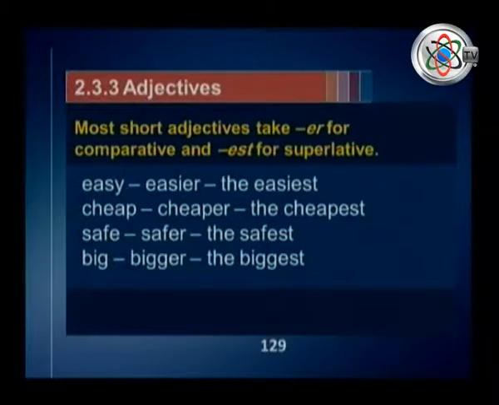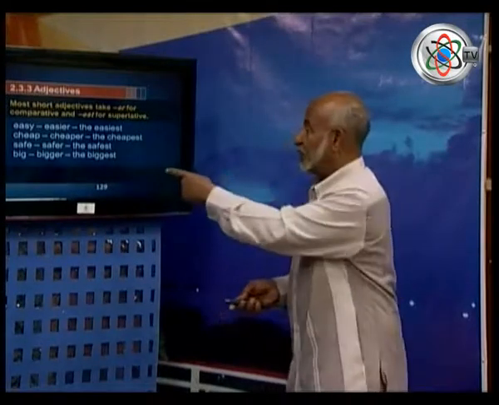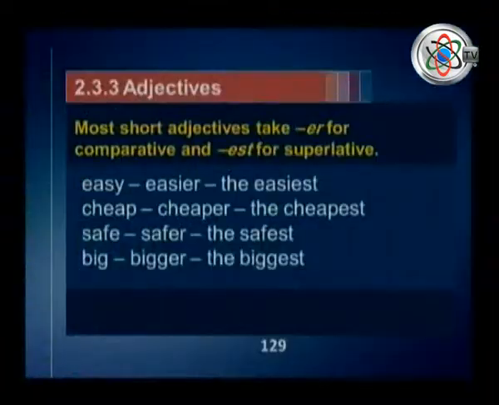For example, easy, easier, but you have to change the Y into I and be careful. Easy, easier, the easiest. So what happened? Cheap, cheaper, the cheapest. Safe, safer, the safest. Big, bigger, the biggest. You have to double the consonant. Be careful of doubling the consonant here.